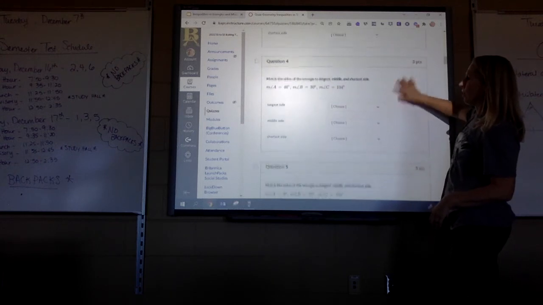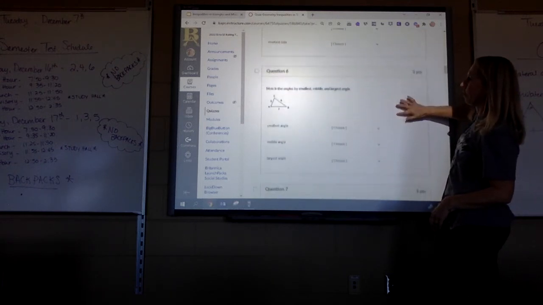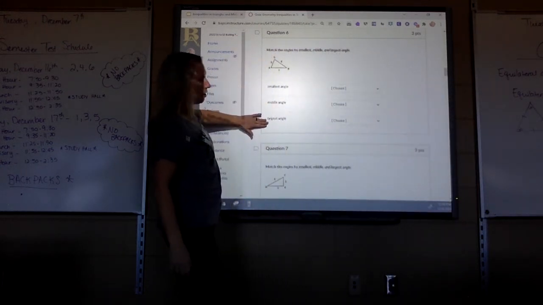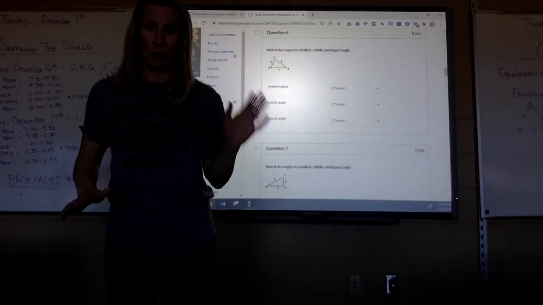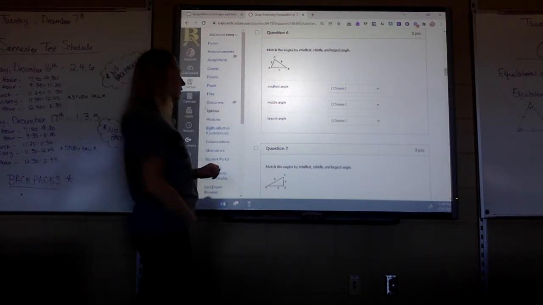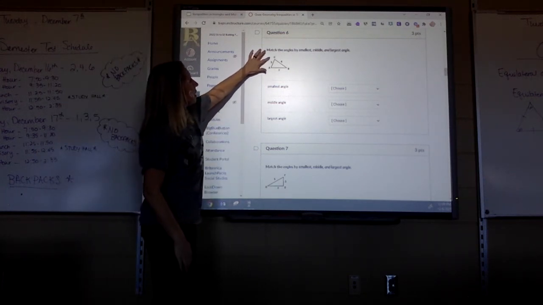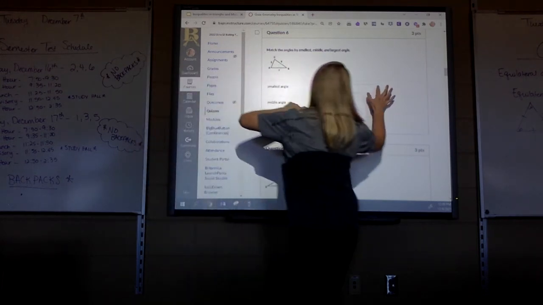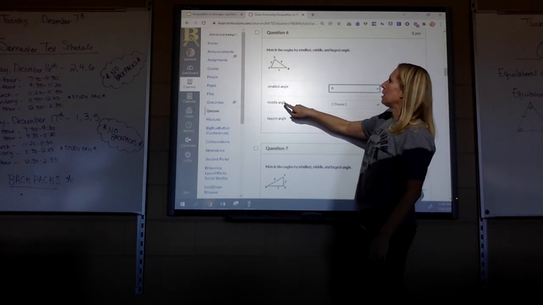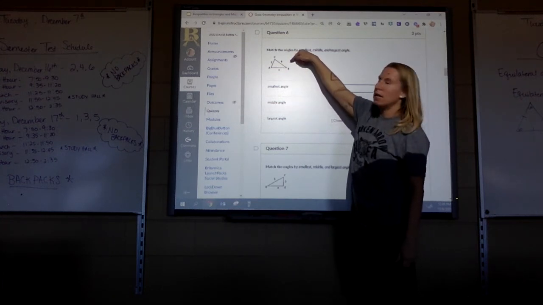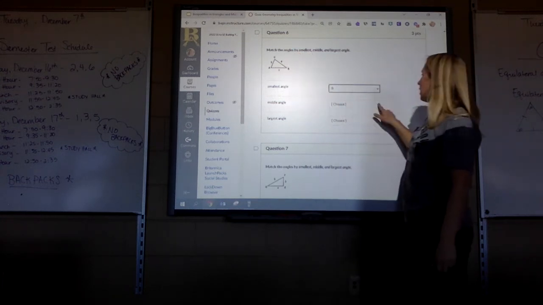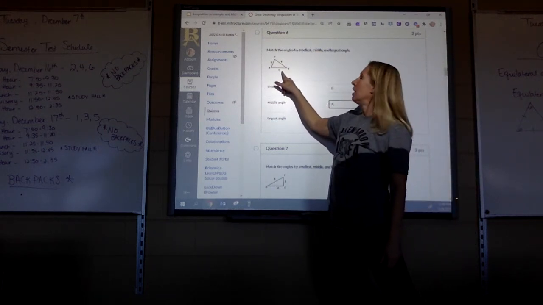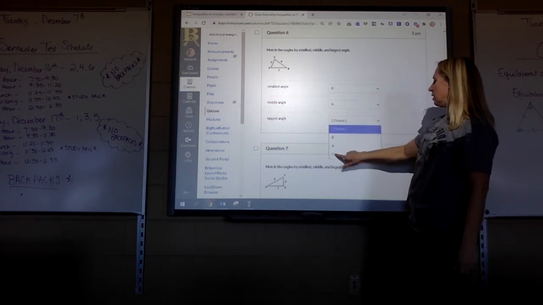Then you will also have some where you do the sides. Now here it's smallest to largest, so I changed it up on you again. So be careful, smallest to biggest. So your smallest side is side AC, which means your smallest angle would be B. Your middle side is CB, which means your middle angle would be A. And then your longest side is side AB, so your biggest angle would be C.